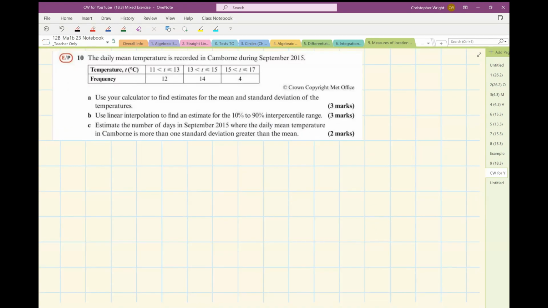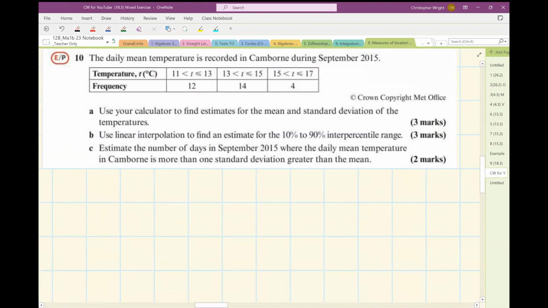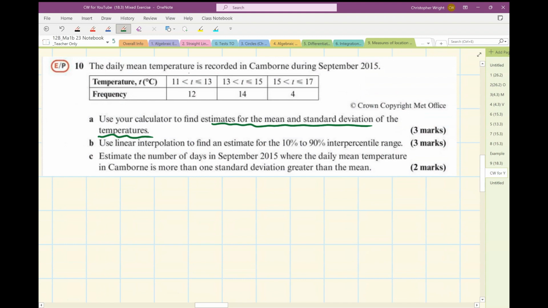Question 10. The daily mean temperatures are recorded in Cambourne during September 2015. Okay, there we go. So we go from 11 to 13, 13 to 15, and so on. Use your calculator to find estimates for the mean and the standard deviation of the temperatures. Right, well, I'm obviously going to be using the midpoints here. So I'm going to be using 12, 14, and 16.